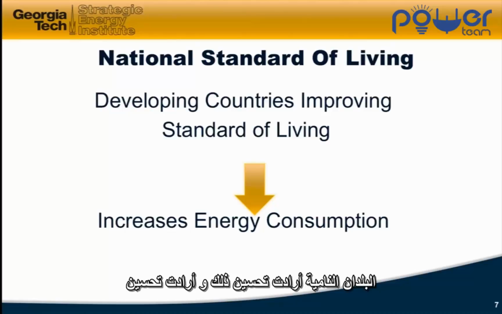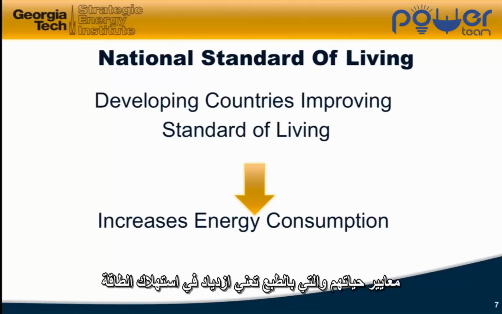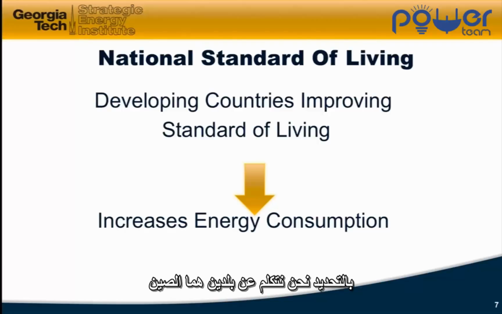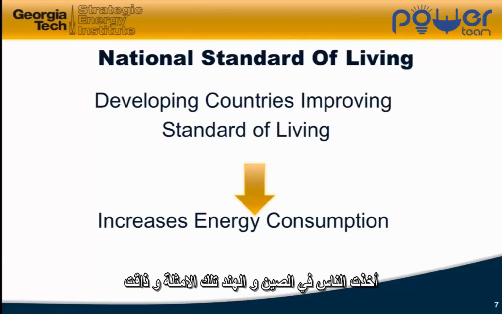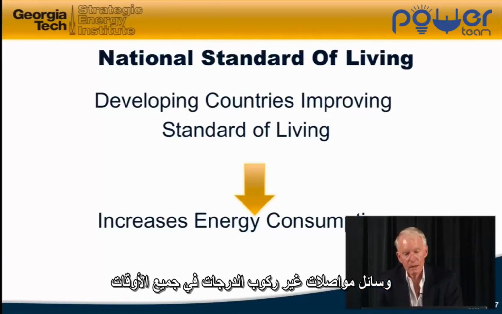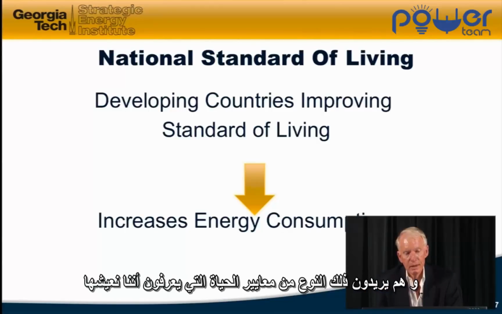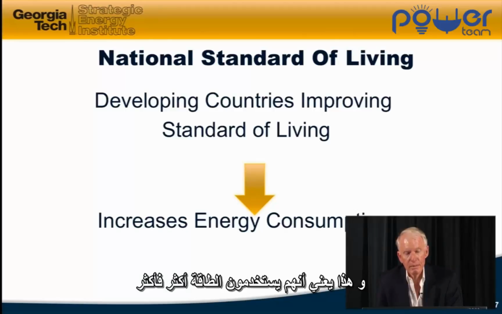Developing countries that want to improve their standard of living means increased energy consumption. Particularly, we talk a lot about India and China, and those two countries want to improve their standard of living. People in India and China, just taking those as examples, have tasted what it means to have cars and to have transportation other than riding bicycles all the time. And they want the kind of standard of living that they know we live. And that means that they're using more and more energy.